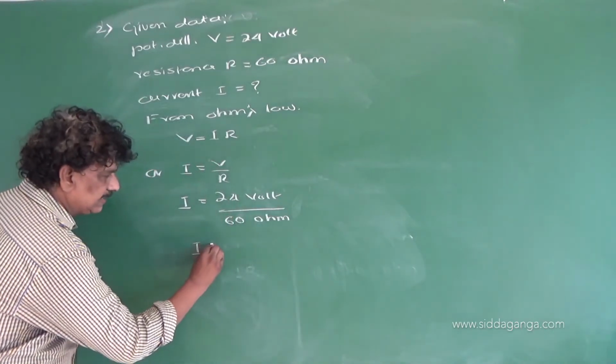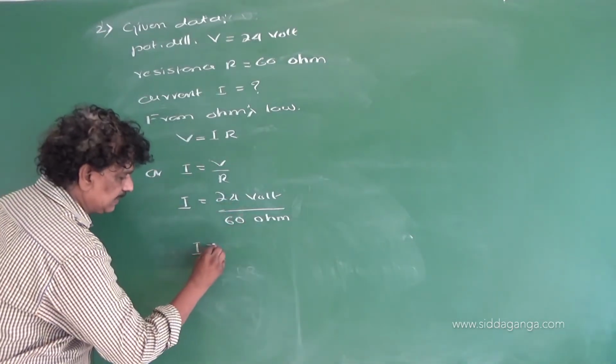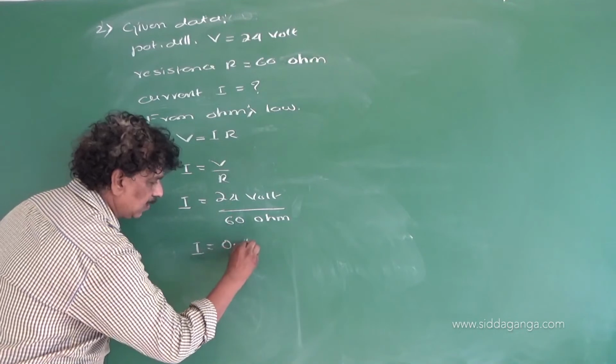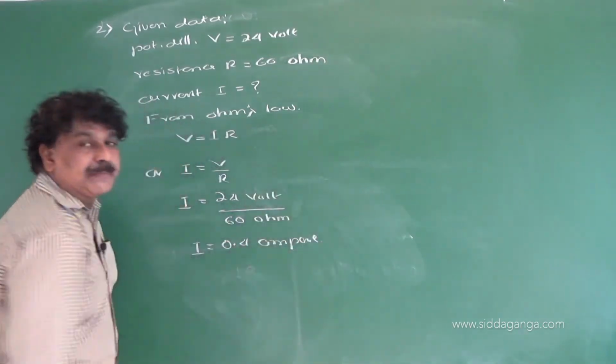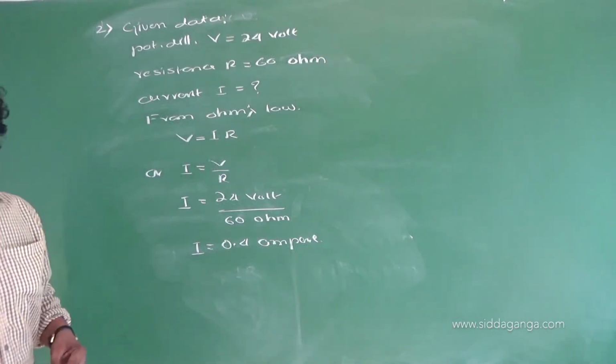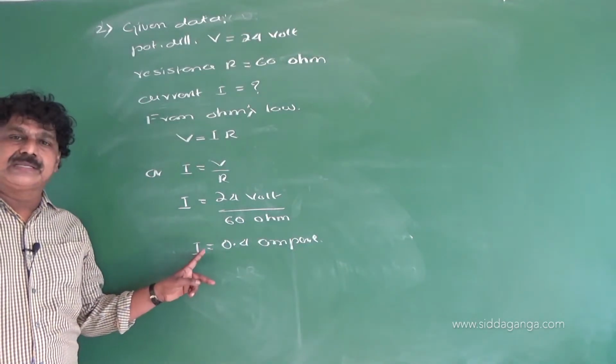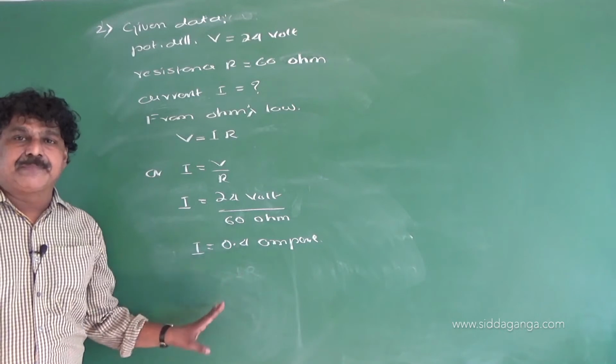Therefore, I is equal to 24 by 60 comes out to be 0.4 ampere. So, the current flowing through the circuit is 0.4 ampere.